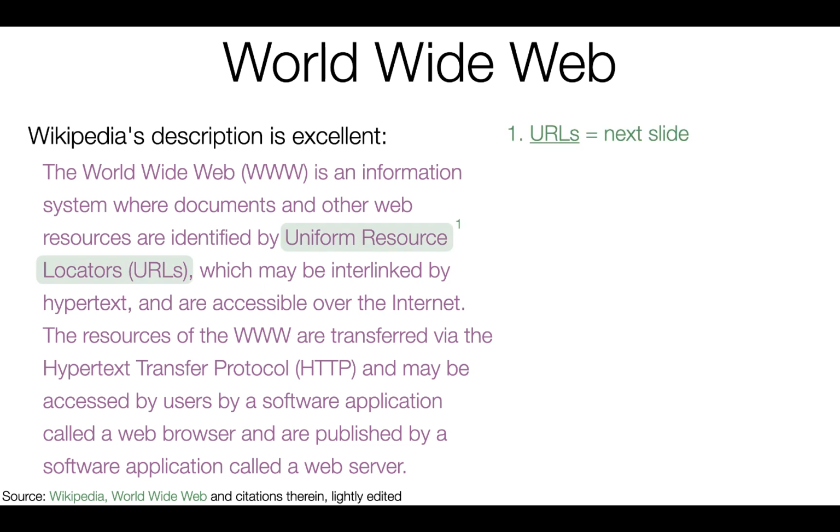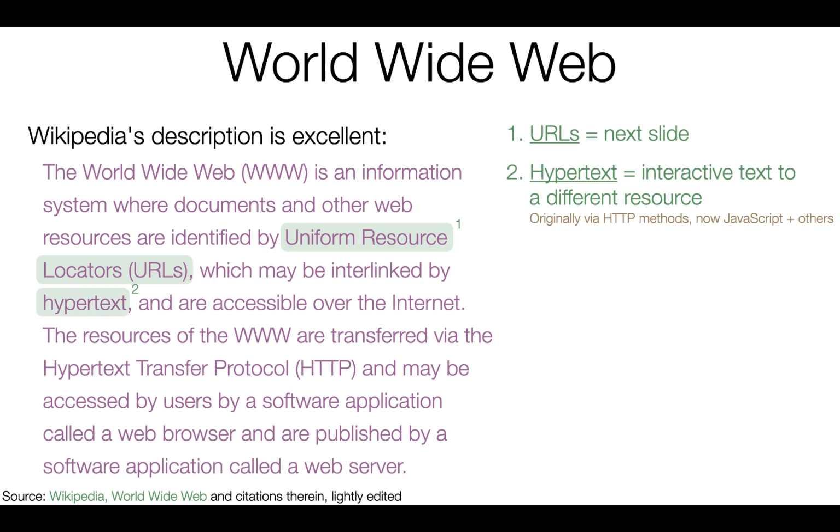Let's break this apart. First, URLs. We'll talk a lot about URLs in the next slide, so we'll skip them for now. Second, hypertext. Hypertext is interactive text to a different web resource. So usually we see this in blue and it's underlined and we can click on it. That's what you should be thinking when you think of hypertext. This was originally via HTTP methods, but now we see this with JavaScript and all sorts of other things.